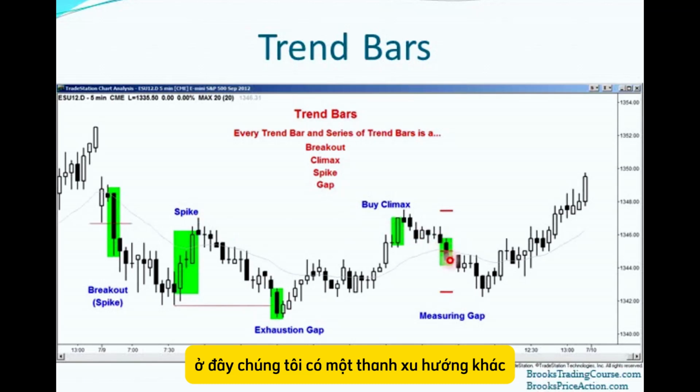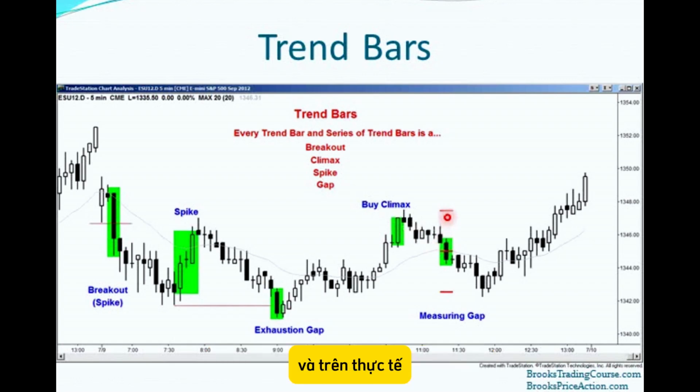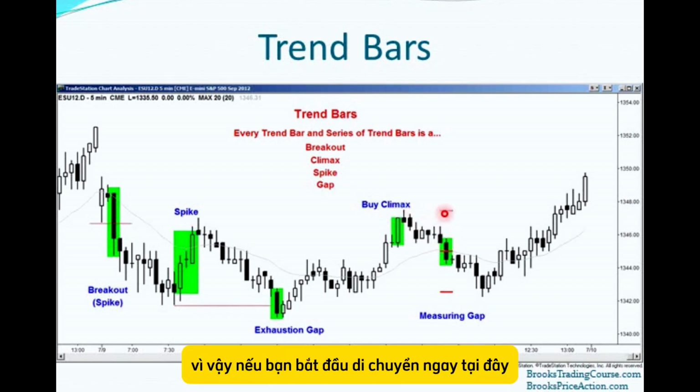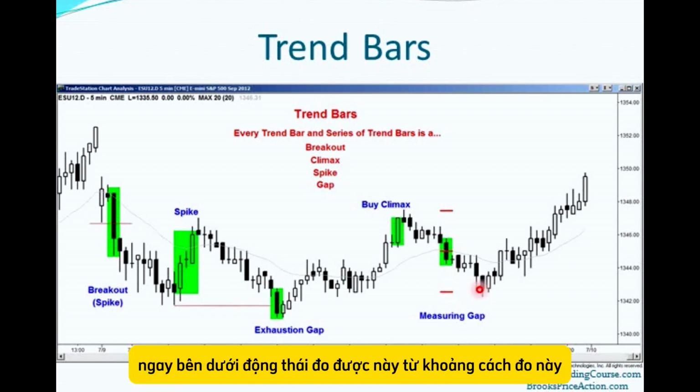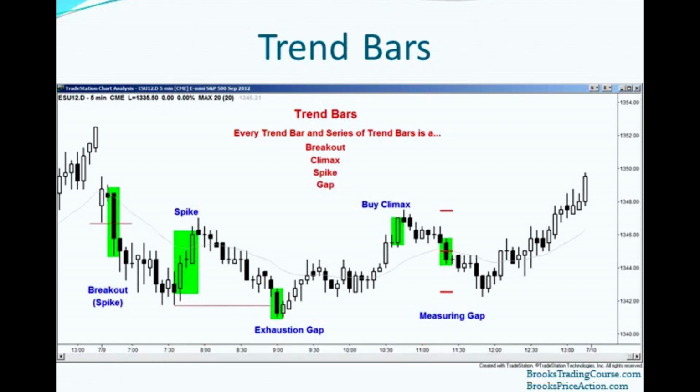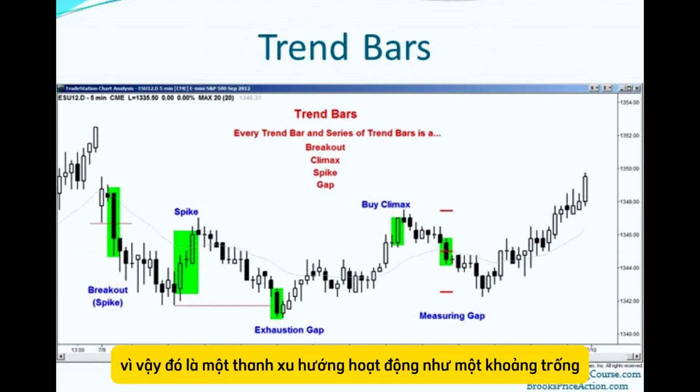Here we have another trend bar, and there's a gap. The high of the bar after it is below the low of the bar before it, and it's at the start of a trend. It might be a measuring gap, and in fact, if you take the start of the move right here, and you put a measurement in the middle of the gap, it projects down here, and the trend reversed just below this measured move from this measuring gap. So that is a trend bar functioning as a gap.